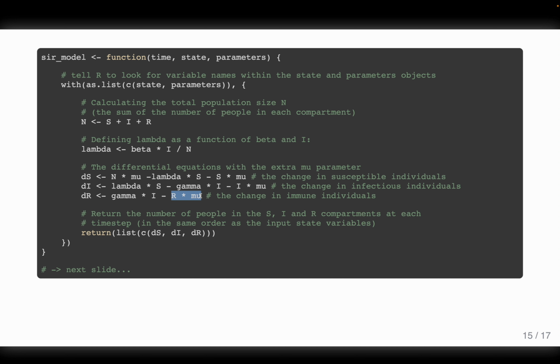I think the logic is easier to understand because every time a person is born, they are automatically susceptible. So we have a birth rate for the whole population, and we put the newborns into the susceptible category. And then we remove the people that die from the population in every compartment. We assume the same mortality rate for every compartment. So this is natural mortality, not infection-related mortality. And then we return the results in the usual way.